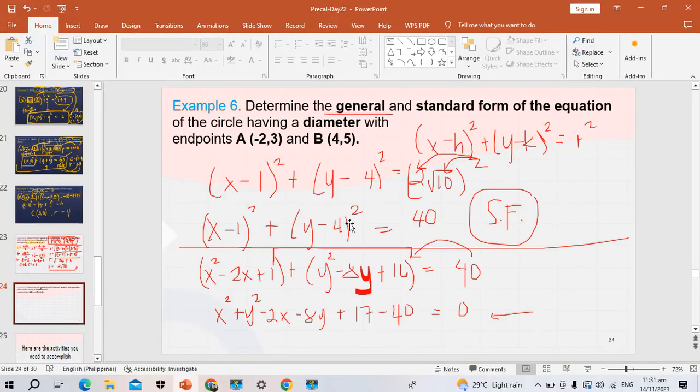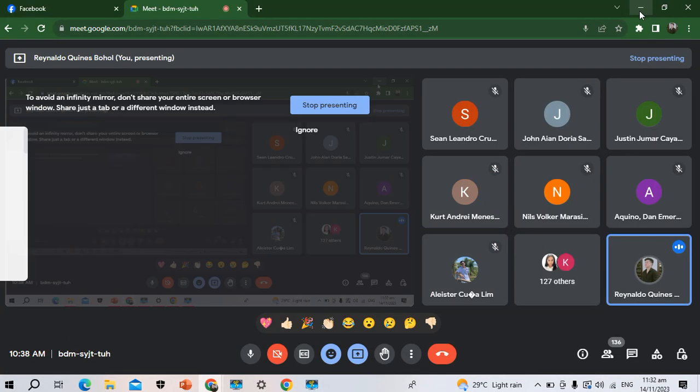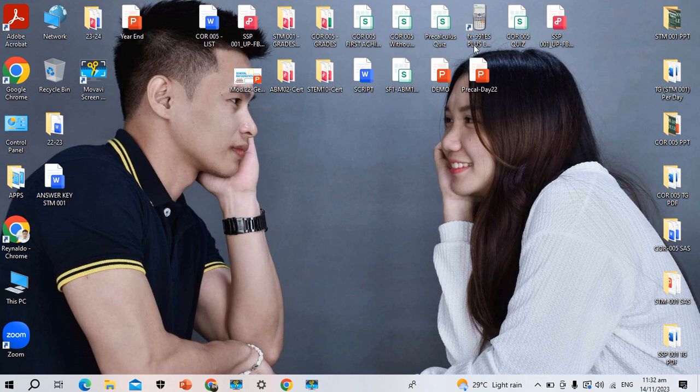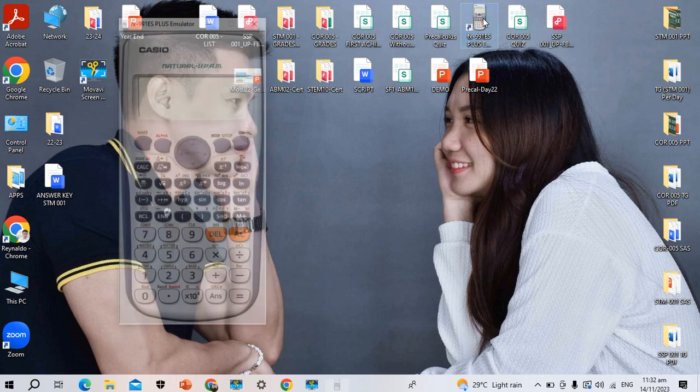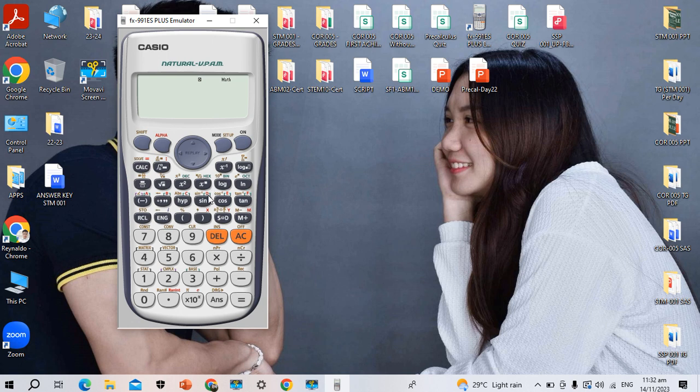Wait lang. I-direct ko din sa calculator. Saan ba yung calculator ko? Sundan natin yung calculator na lang. So 2. Kasi yung nasa module nyo is mali. Mali yung sagot doon. Kino-correct natin. So 2. Okay. Square root. 2 square root of 10. Tapos raised to 2. Nyay, 40 naman. Niloloko mo naman ako. Uy, 40. Ang sagot.